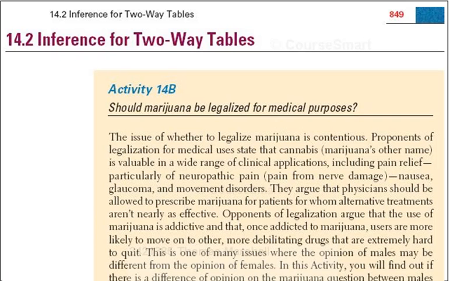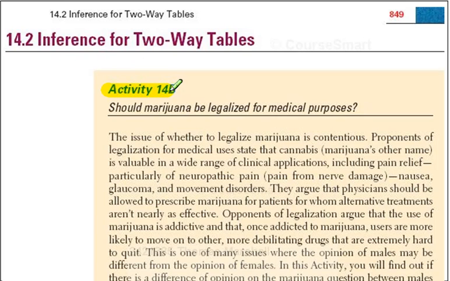Hello, friends. This is a podcast to introduce Section 14.2, inference for two-way tables, also called chi-squared test for homogeneity or chi-squared test for independence. This is our final section of the year. We're going to do this activity, 14b, in class tomorrow.